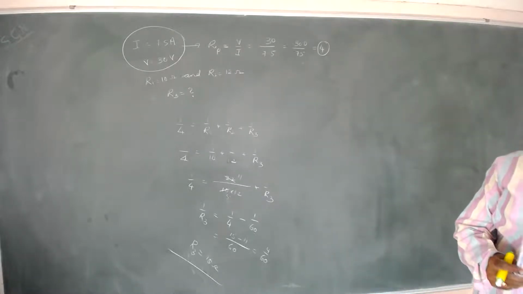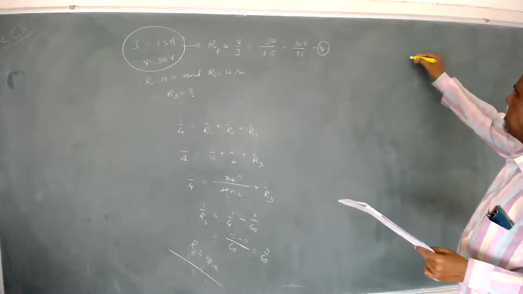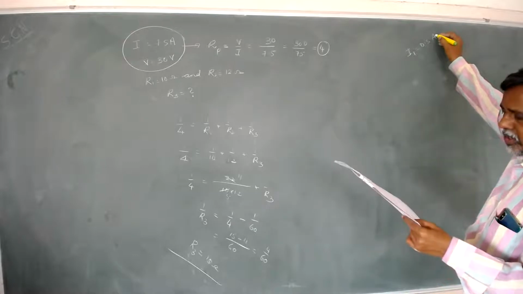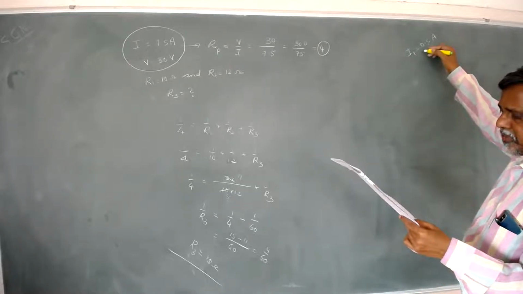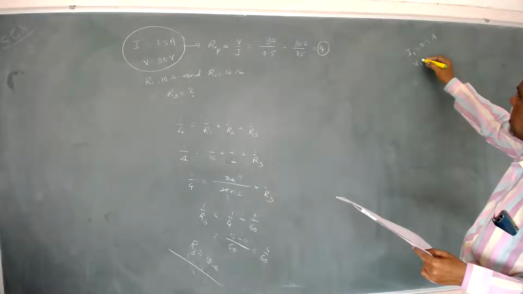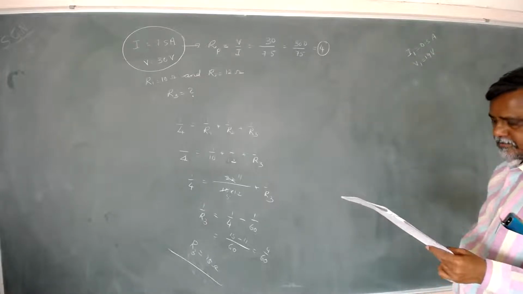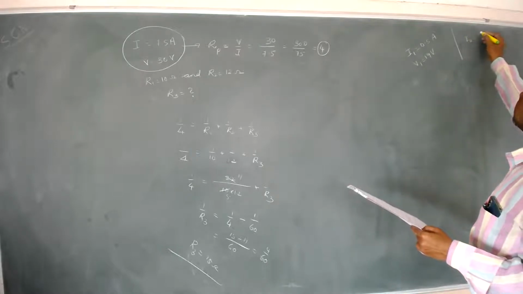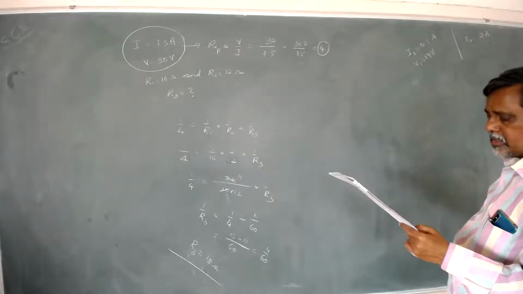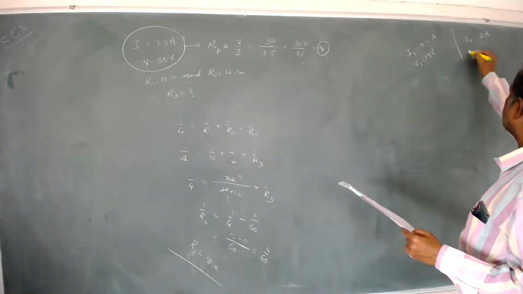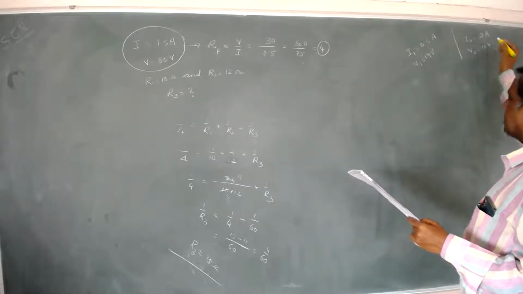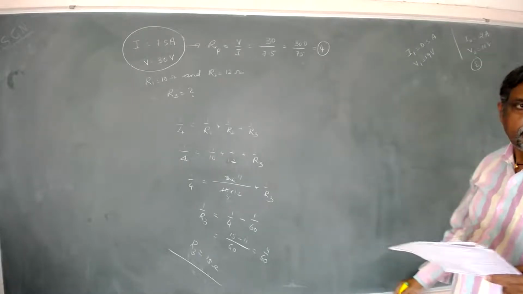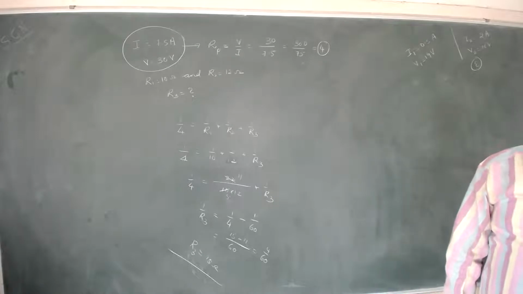When a current of 0.5 ampere is drawn, I1 is 0.5 ampere, the potential difference between the terminals is 19 volt. When a current of 2 ampere is drawn, the potential difference between the terminals is 16 volt. Determine the EMF, epsilon is equal to how much?